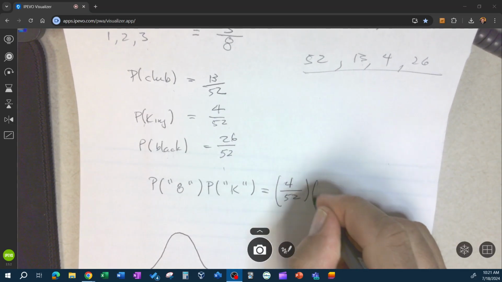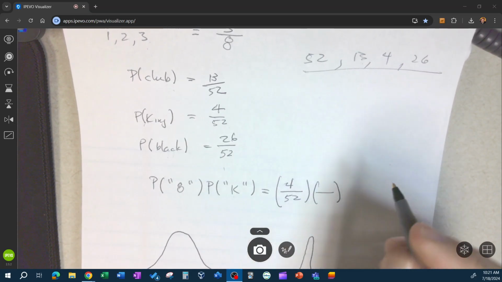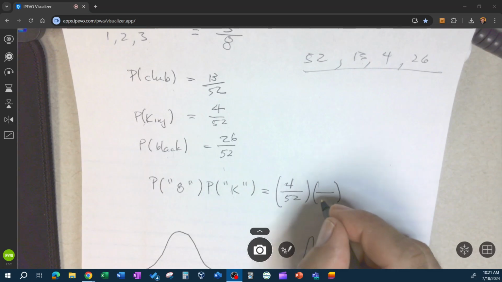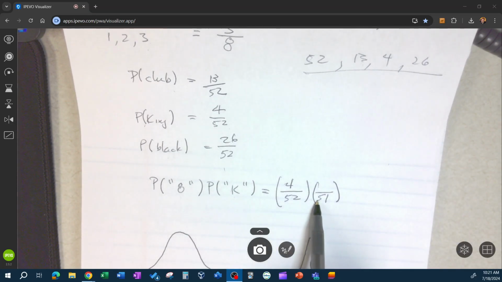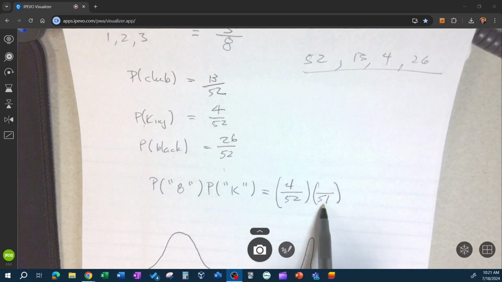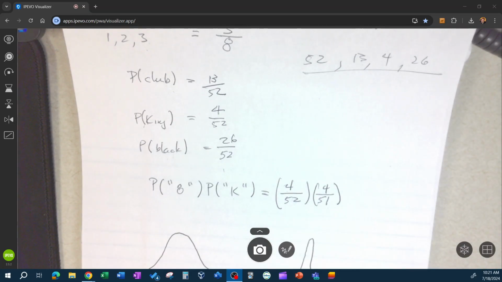And now I have to multiply that by the probability that I pick a king. So what's that? Well, since I don't put this card back, now instead of picking from a deck of 52, I'm going to pick from a deck that only has 51 cards left because I picked the 8 out the first time. But I still have 4 kings. All right, so I would multiply those together to get the probability.